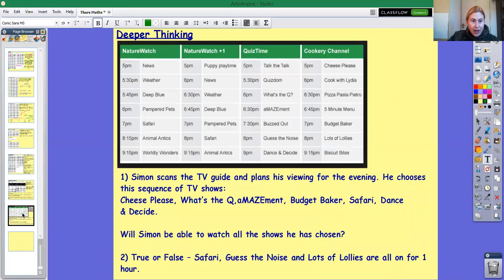And then your deeper thinking challenge is applying your skills of tables in a different table context. So this is a TV timetable. So good luck with that.